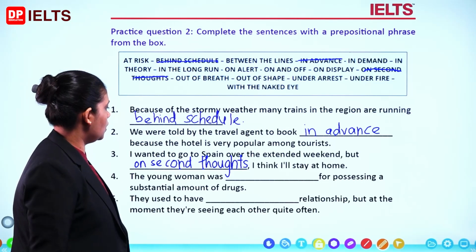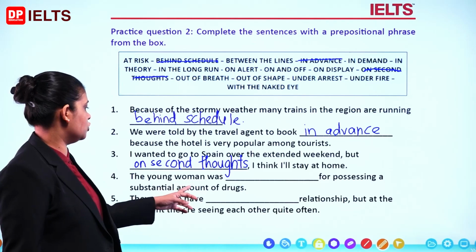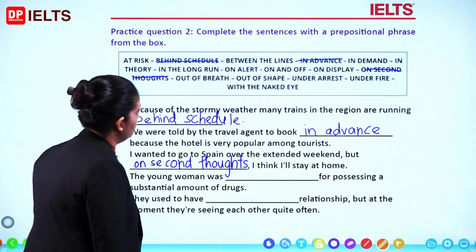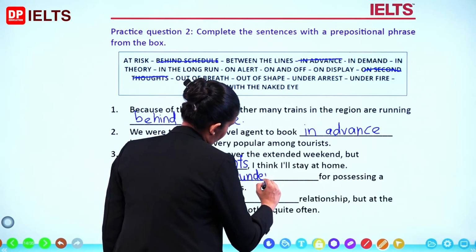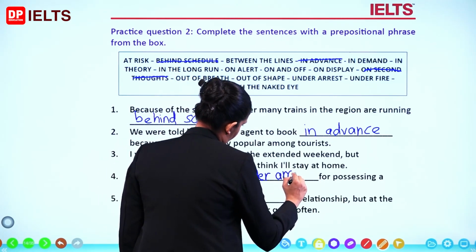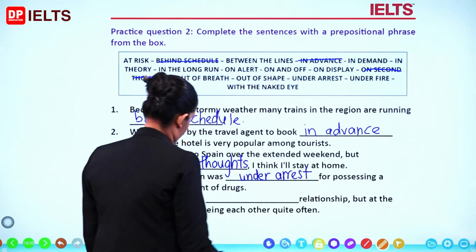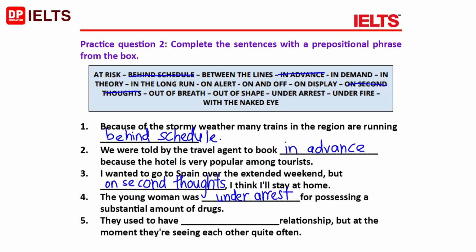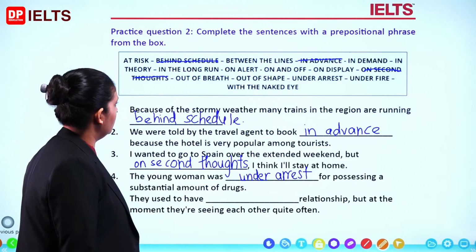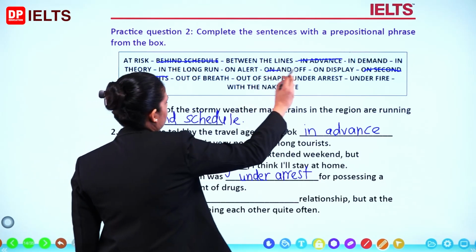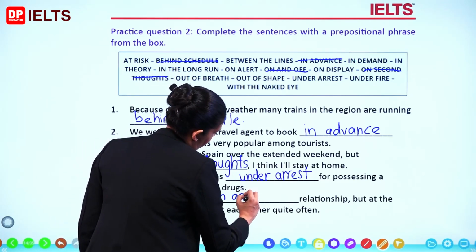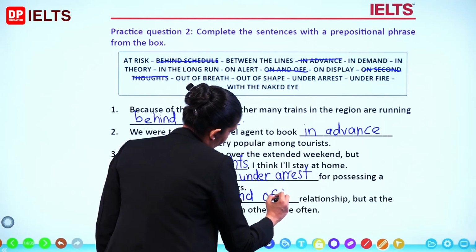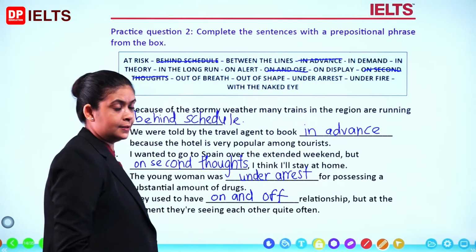The young woman was blank for possessing a substantial amount of drugs. So the young woman was under arrest. They used to have blank relationship, but at the moment they're seeing each other quite often, on and off. So they used to have a time to time kind of relationship. But now they're quite together for some time, right?